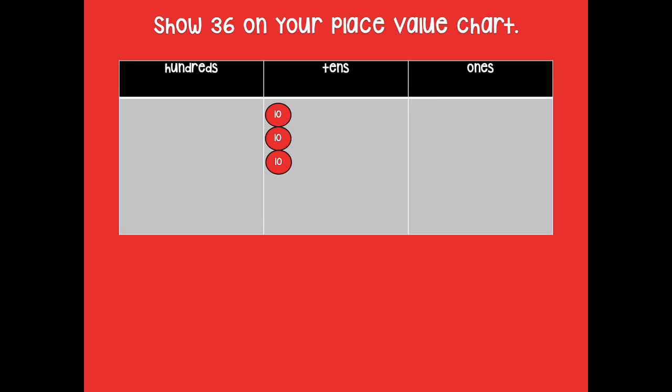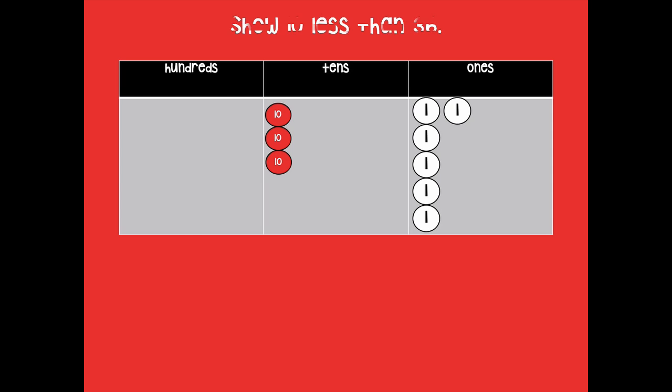All right, friends, so here is 36 on my place value chart. Show 10 less than 36. So do that on your chart. What's that going to look like? 10 less than 36. All right, here's what I came up with. Oh, bye-bye 10, right? Because we're doing 10 less.